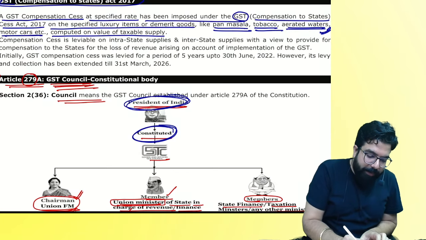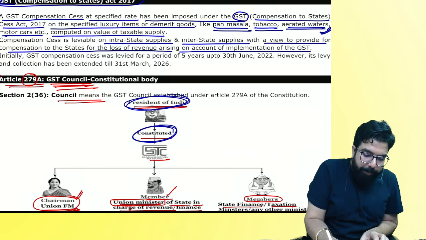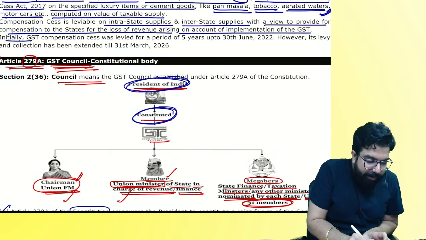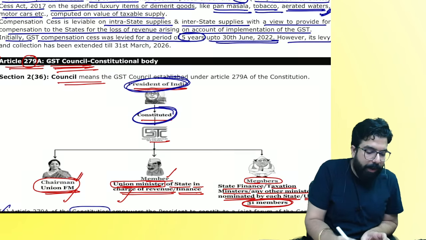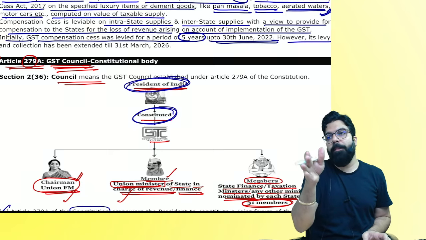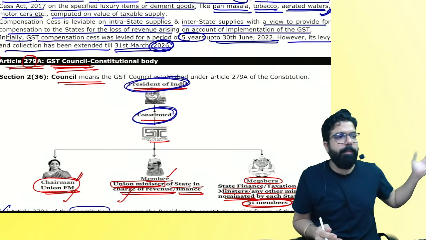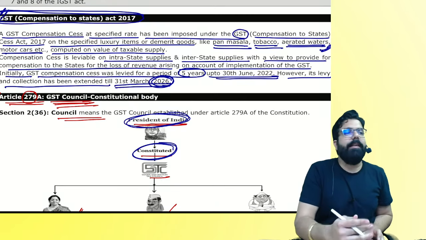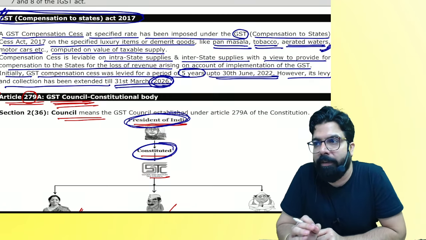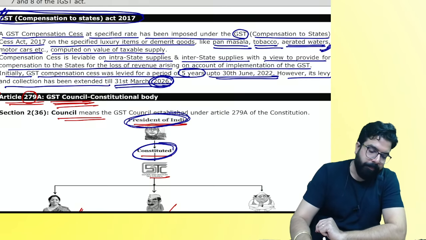Next, compensation cess will be levied on intra or interstate supply with a view to provide compensation to states from loss arising on account of implementation of GST. Initially, GST compensation cess was levied for 5 years, that is up to 30th June. 5 years means 2017 to 2022. Now the government has extended the collection till 2028. Anyways, the Bakra is ready to pay. Are we clear, everyone? This is only for your knowledge. In the exam, they don't ask any question on GST compensation cess. However, you should know that there is something called GST compensation cess.